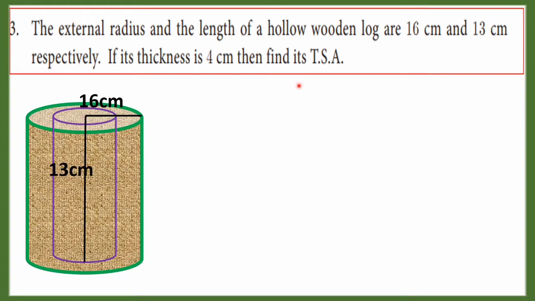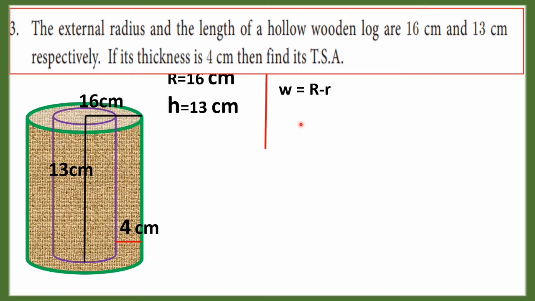Thickness is given. For what purpose is the thickness given? Because we have to find the total surface area, we need the inner radius. So using this thickness, we have to find the inner radius. Capital R is 16 centimeter, height 13 centimeter. W equals capital R minus small r. We have to find this small r. Take this small r to the left side. What happened? r equals R minus W. Then r equals 12 centimeter.